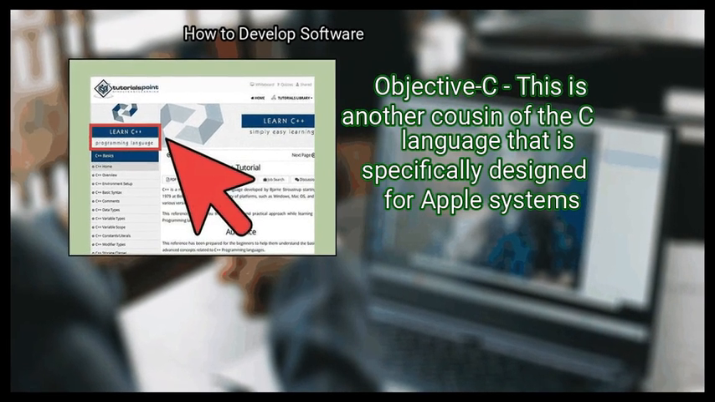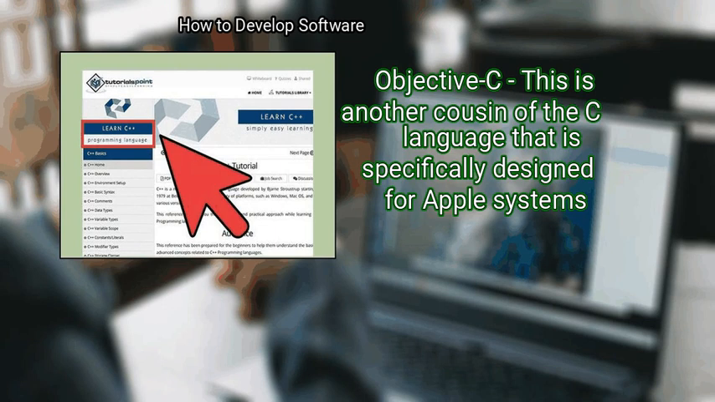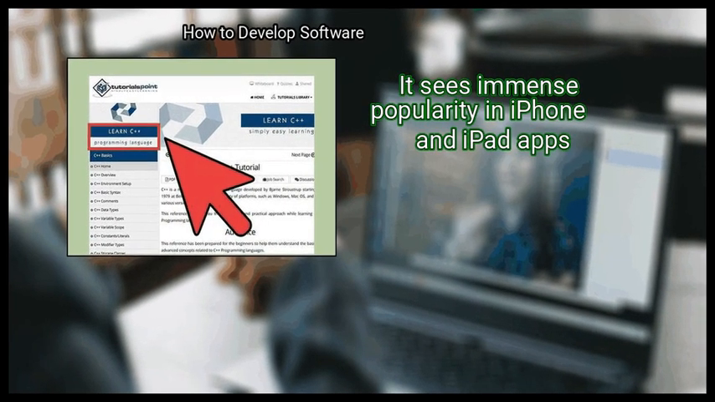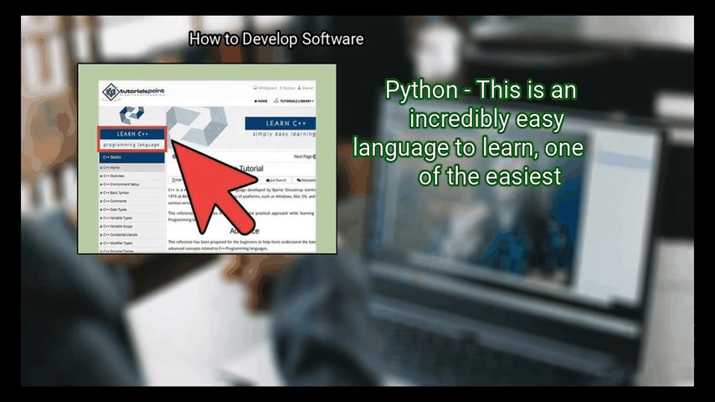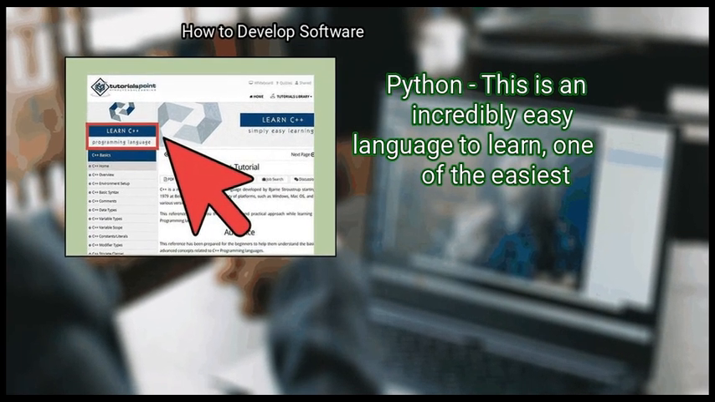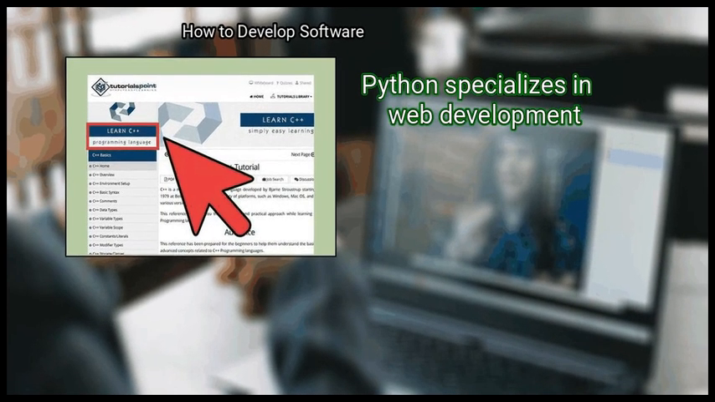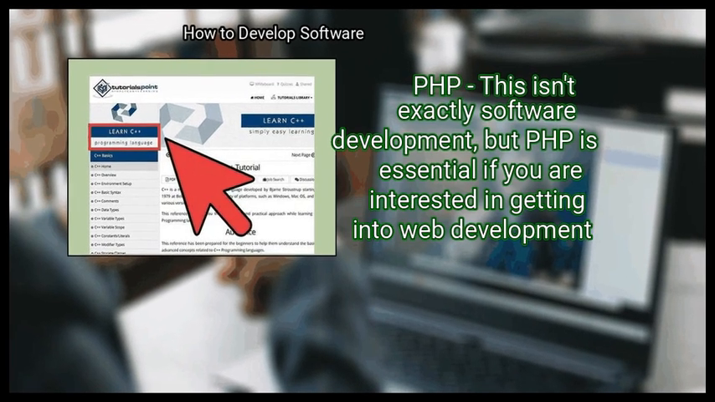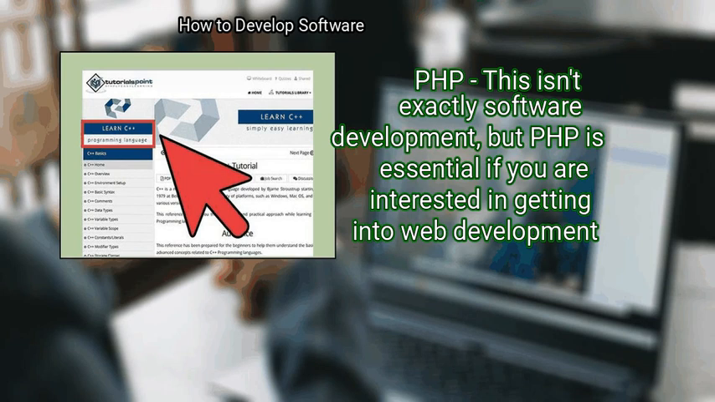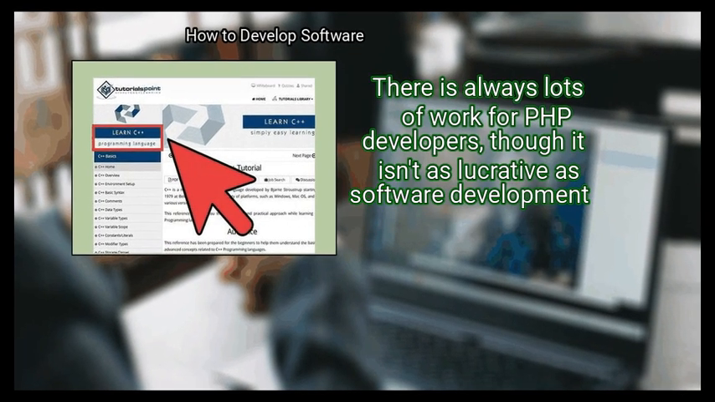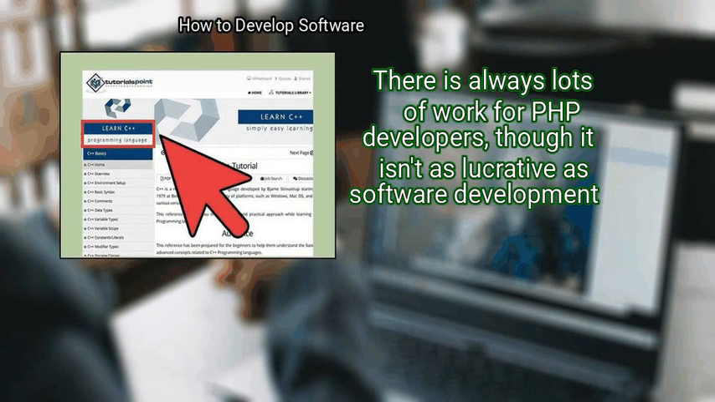Objective-C. This is another cousin of the C language that is specifically designed for Apple systems. It sees immense popularity in iPhone and iPad apps. It is a great language to learn as a freelancer. Python. This is an incredibly easy language to learn, one of the easiest. Python specializes in web development. PHP. This isn't exactly software development, but PHP is essential if you are interested in getting into web development. There is always lots of work for PHP developers, though it isn't as lucrative as software development.